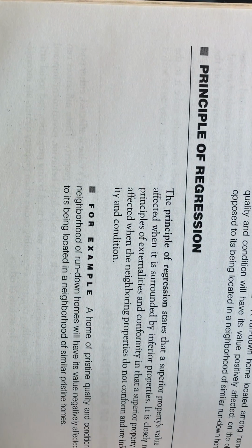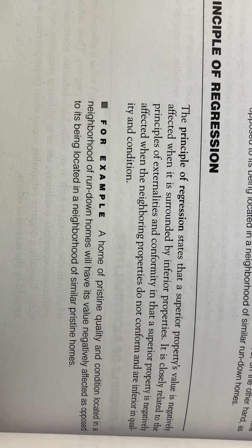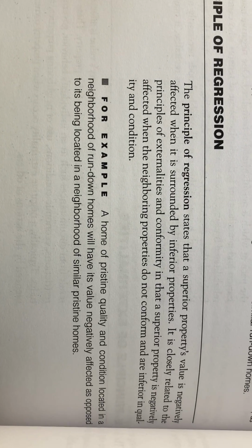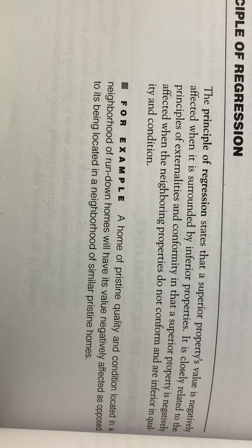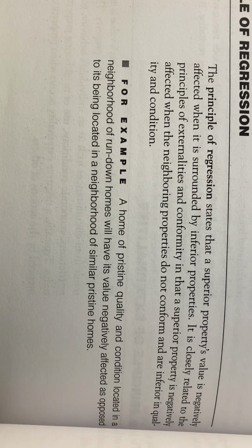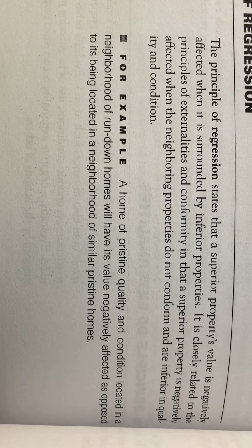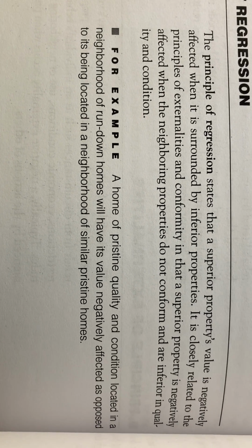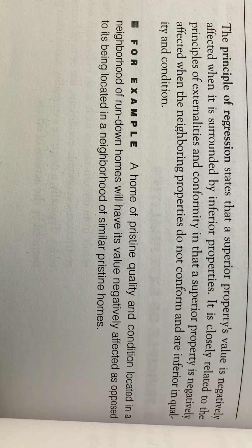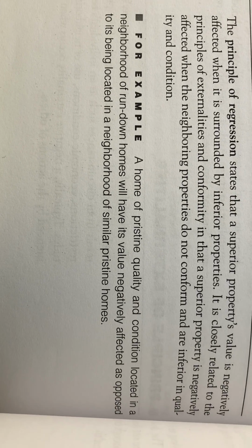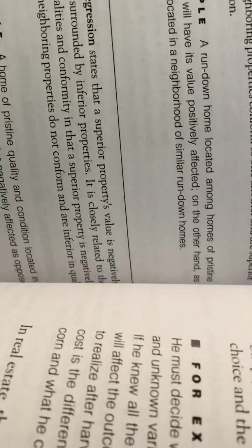Principle of regression. The principle of regression states that a superior property's value is negatively affected when it is surrounded by inferior properties. It is closely related to the principle of externalities and conformity in that a superior property is negatively affected when the neighboring properties do not conform and are inferior in quality and condition. For example, a home of pristine quality and condition located in a neighborhood of rundown homes will have its value negatively affected as opposed to its being located in a neighborhood of similar pristine homes.